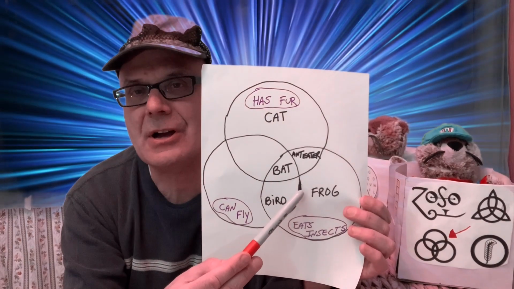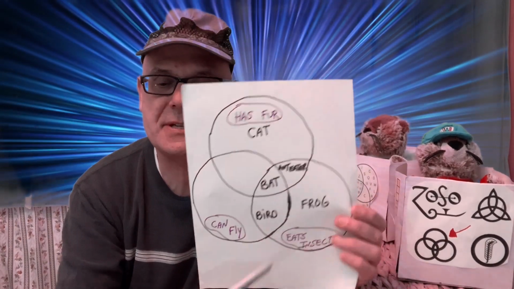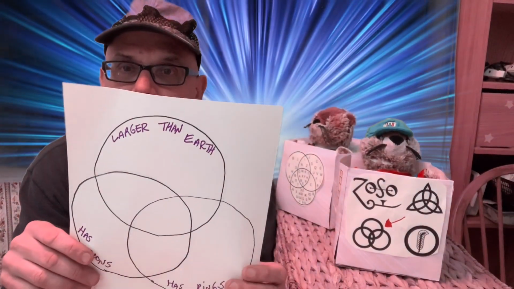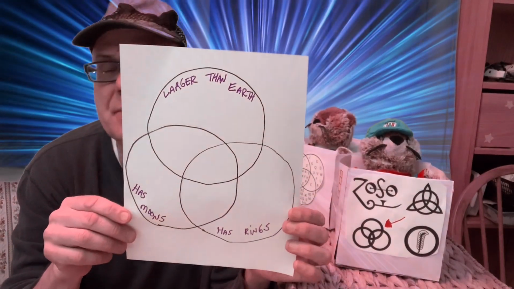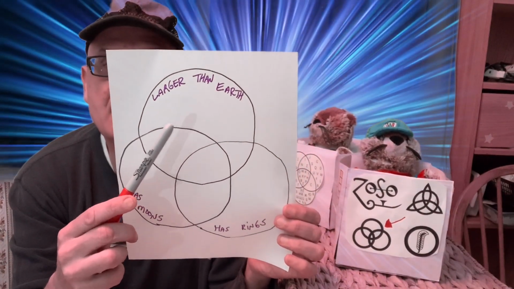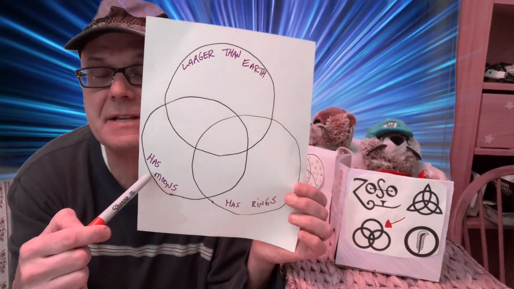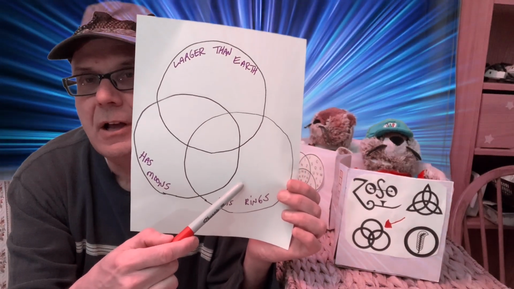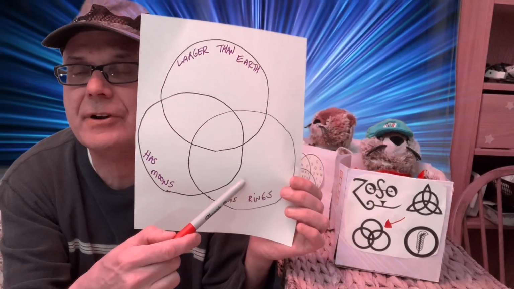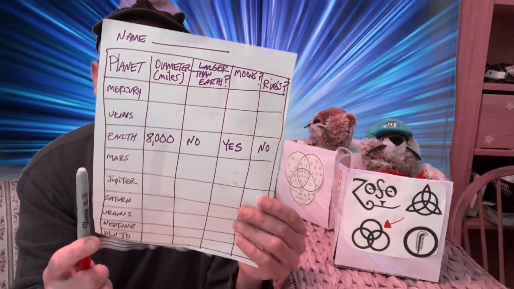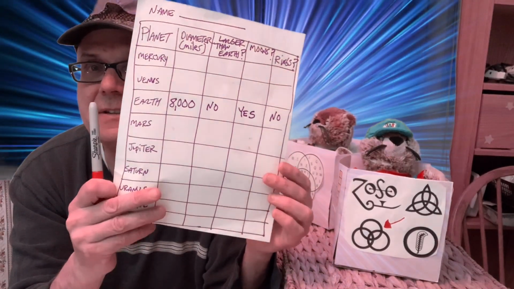Well, we're not going to be talking about animals this week. We're going to be using the data from this table and a three-part Venn diagram. Let's look at the Venn diagram we'll be using this week that has to do with the planets. This circle has to do with whether the planet is larger than Earth. This circle has to do with whether the planet has moons, yes or no. And this circle, does the planet have rings, yes or no? If those three categories sound familiar, well, yeah, they came from the last three columns on your data sheet that you did last week.